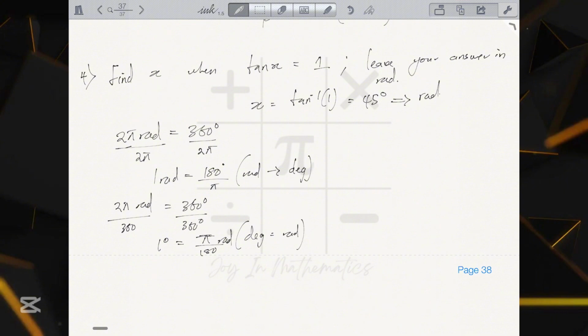Now we want to convert 45 degrees to radian. Definitely, we are going to multiply it by pi over 180 degrees. So dividing this by 180 degrees, we'll have that our 45 degrees is pi over 4 radian. So x is equals to 45 degrees, which is also equals to pi over 4 radian.